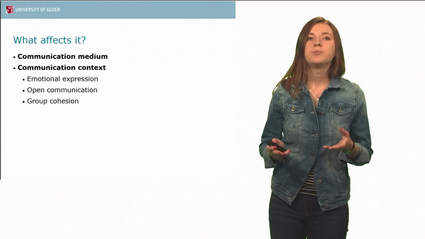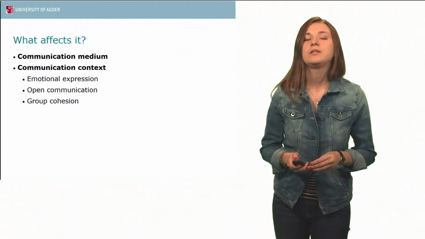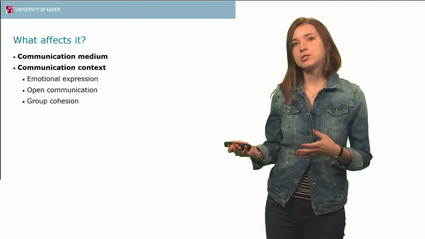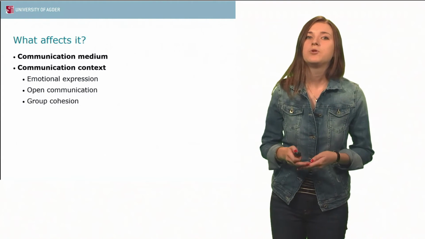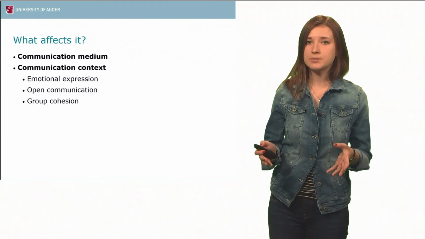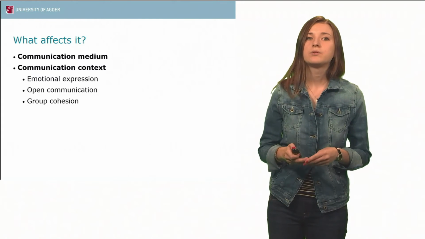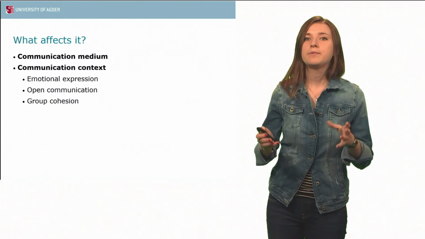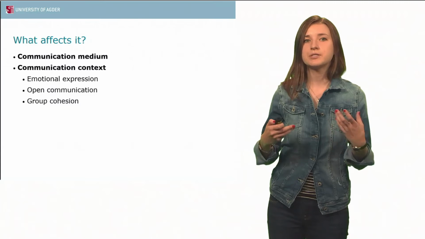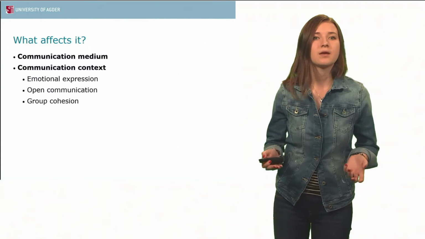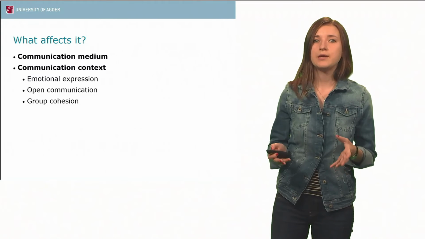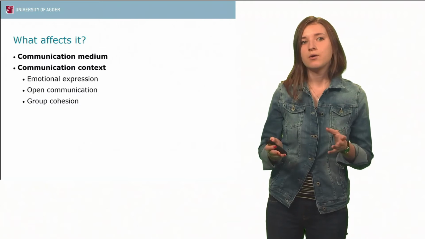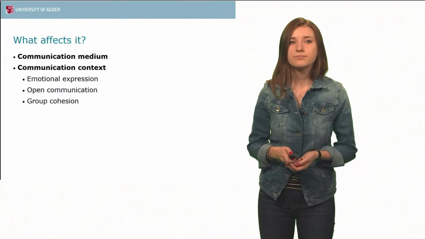But also, it is the communication context that affects the feeling of social presence. And communication context is something that is being established over time. The communication context includes several aspects. First of all, it is about emotional expression. And that means that students are supposed to be able to express themselves, express their feelings easily. They have to be able to say if they like or dislike something, if they're not sure about something, or whatever they have to say.